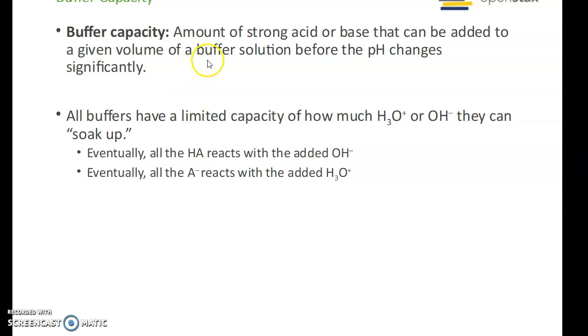The buffer capacity is the amount of strong acid or base that can be added to a given volume of buffer before the pH changes. It's how much can that buffer soak up of the hydronium ion or the hydroxide ion before the pH starts to really change.